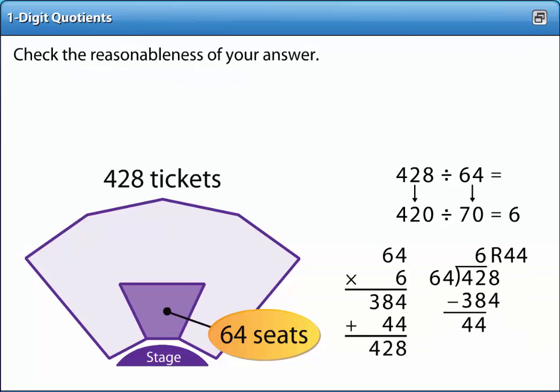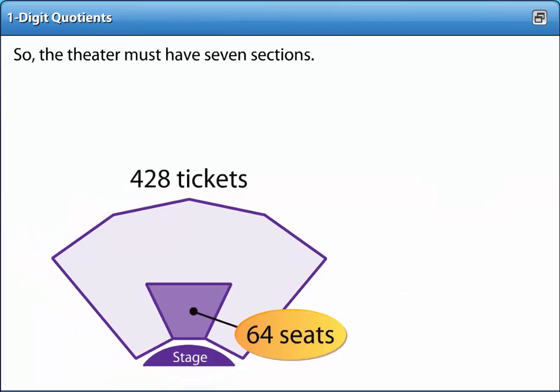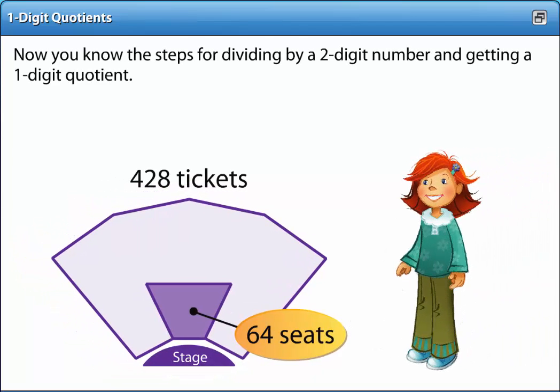Check the reasonableness of your answer. So the theater must have 7 sections. Now you know the steps for dividing by a two-digit number and getting a one-digit quotient.